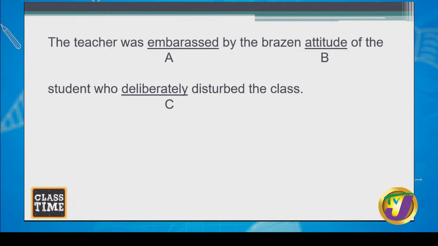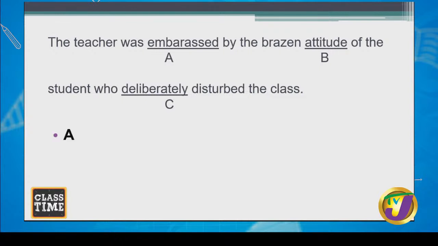Is there any error with any of these words? Is embarrassed spelled right? Attitude spelled right? Deliberately spelled right? Are they all correct? Or is there somewhere in there hiding a spelling error? All right, let's look.